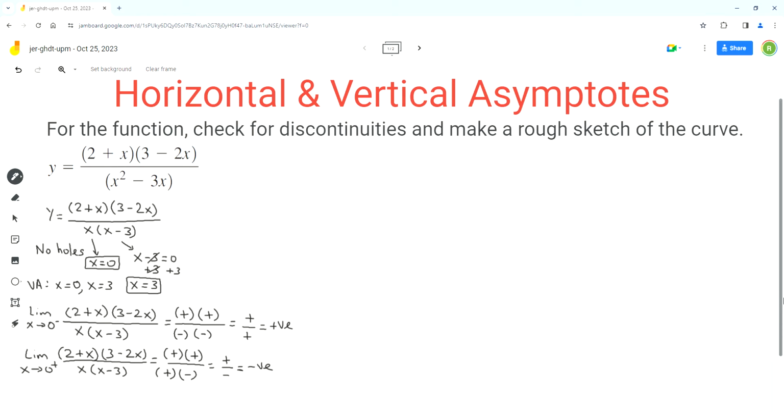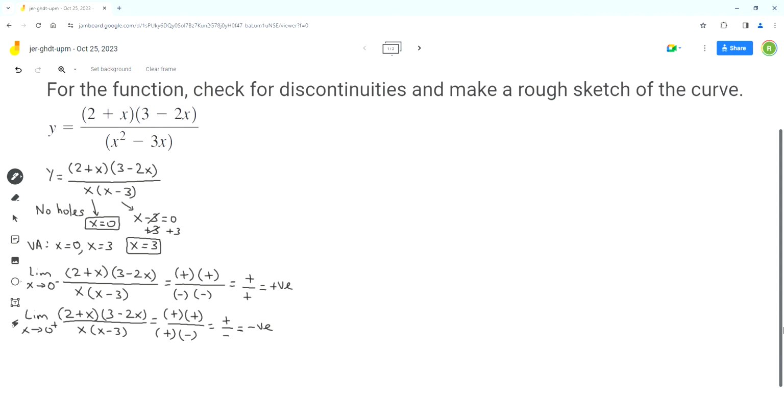So now we can use this information to write the behavior of the curve around this vertical asymptote. As x approaches 0 from the left side, y approaches positive infinity. And as x approaches 0 from the right side, y approaches negative infinity. So this is the conclusion for the behavior of the curve around the vertical asymptote x equals 0.